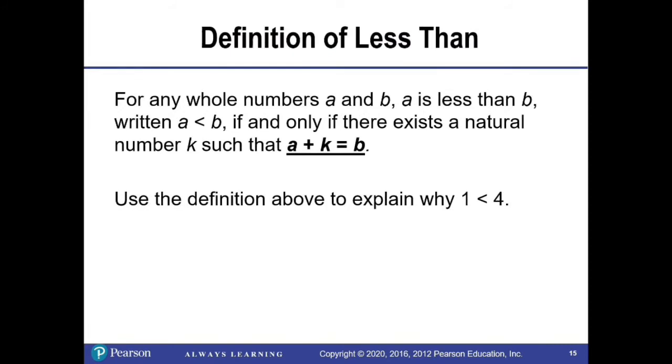When we think about ordering whole numbers, we think about our less than sign. So A is less than B if and only if there's a number that we can add to A to make B. So we're asked to use our definition to explain why 1 is less than 4. Well, the question I ask is, is there a number I can add to 1 to make 4? Yes, I can add 3 to 1 to make 4. Because I have a number I can add to 1 and my sum is 4, 1 is less than 4.